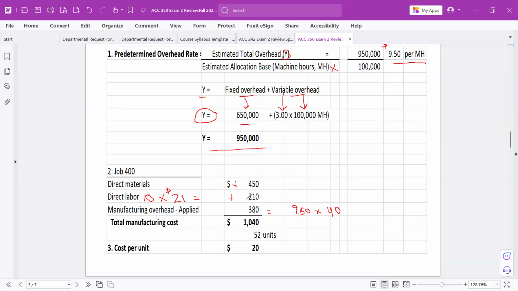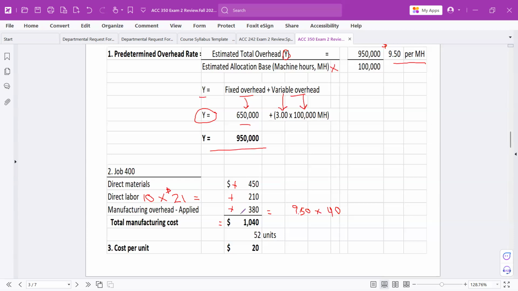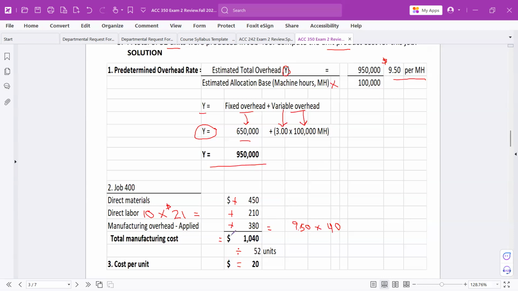So the materials plus the labor plus the overhead gives us the total manufacturing cost of 1040. And we want it on a per unit basis. We're going to divide by the 52 units. So the total cost divided by 52 units gives us the cost per unit, $20 per unit. So that's a basic job costing problem where you have to, one, find the rate, two, use the rate, assign that overhead, come up with a total cost, divide by units, you got a cost per unit.